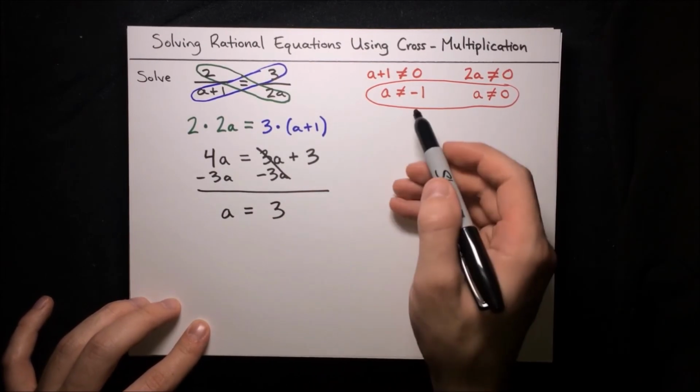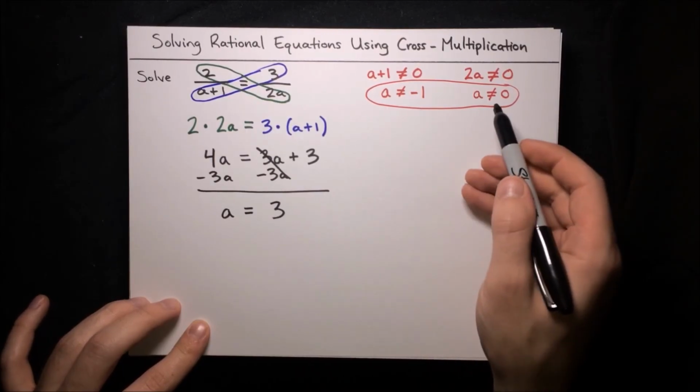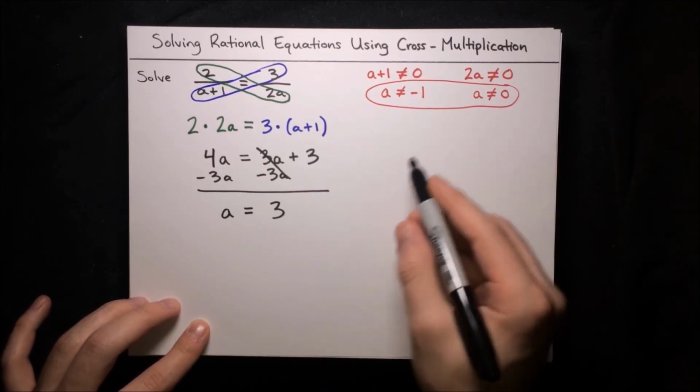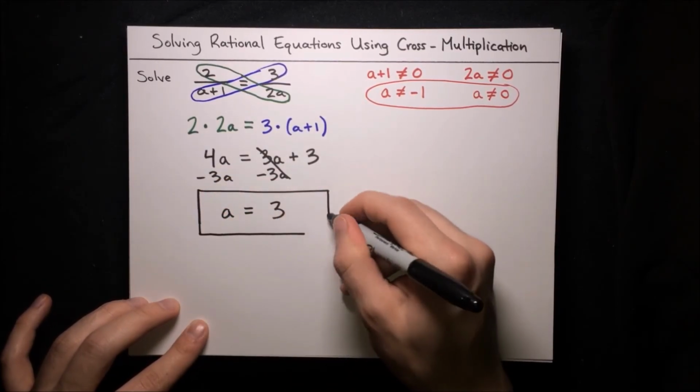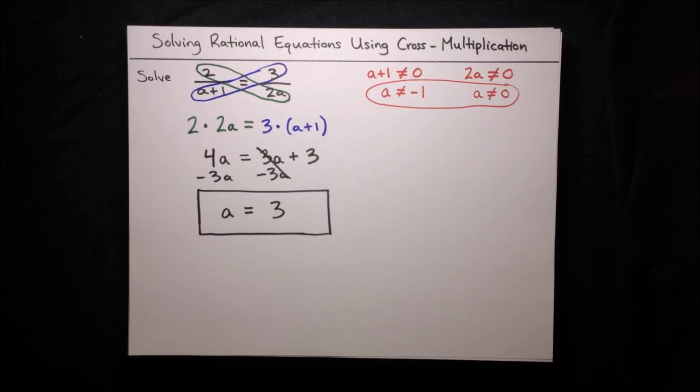Indeed, 3 is not equal to -1. It's not equal to 0, so it is a good, valid solution, and that is it. We are done. A equals 3. So now we know how to use cross multiplication to solve rational equations. It's a very convenient method which arises from just multiplying the equation by each denominator on each side.